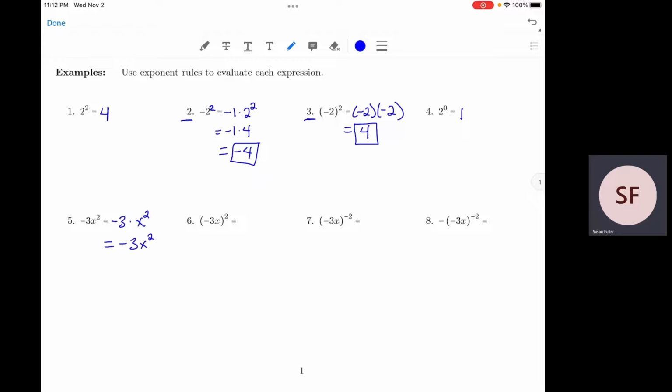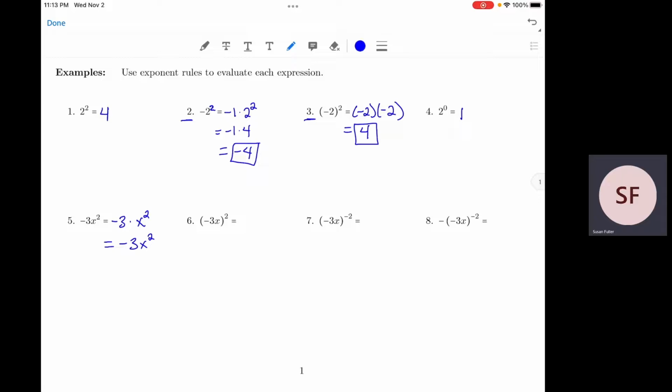Not everything is going to simplify. It's important to understand when we can apply the exponent rules to simplify and when there's just nothing we can do. This is a case where there's nothing to do. So it's going to look exactly the same as it did before. Nothing to do here. Now, number 6 is a little different than number 5 because now we have parentheses.